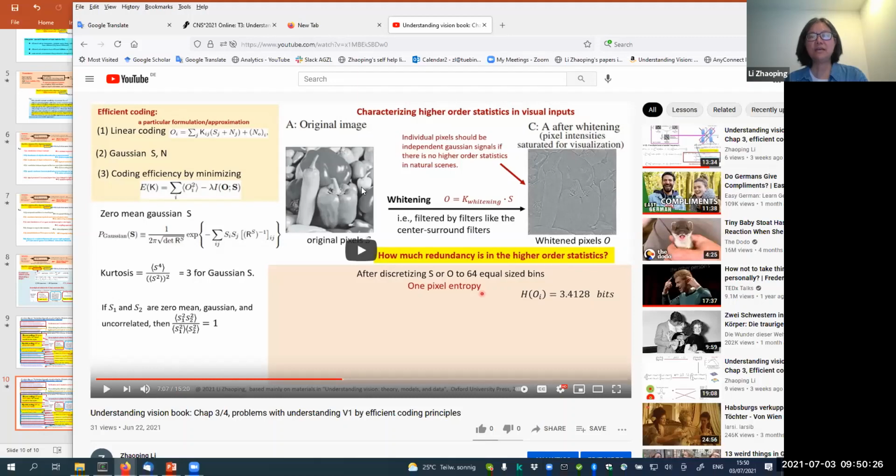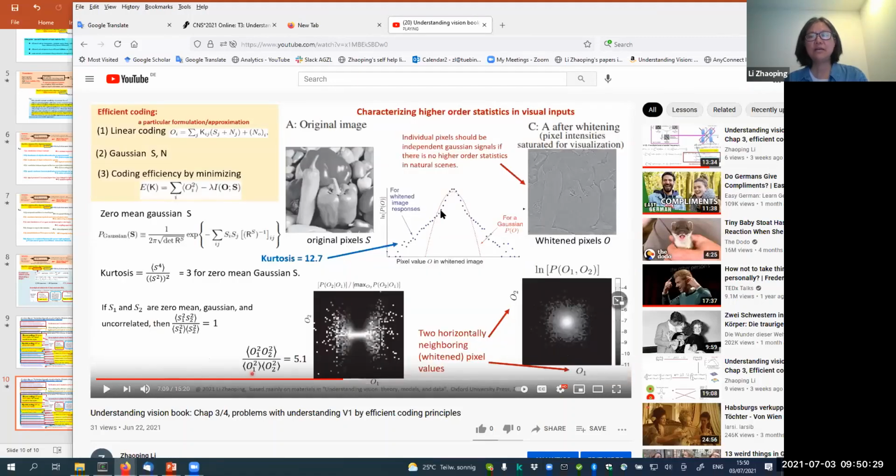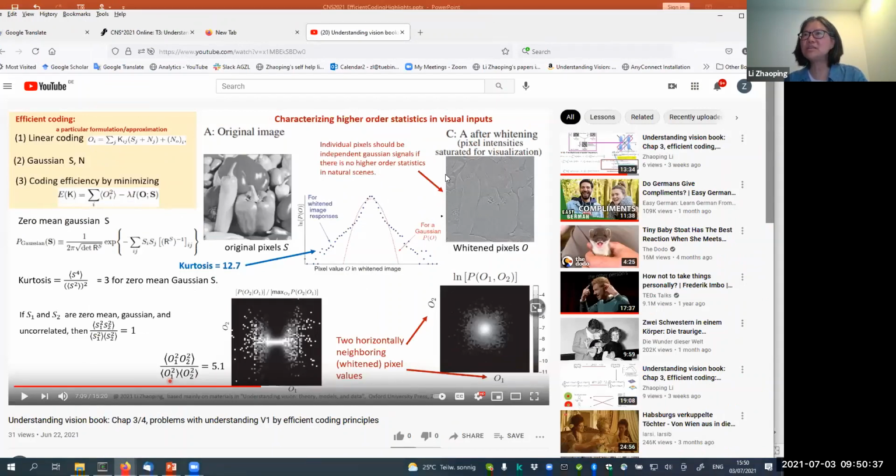Okay, so this is exactly where we quantify. You have a visual image, natural or not natural, and this is after you whiten. After whitening, presumably the lower order statistics are no longer there. It has only third and higher order statistics. So you're right. For each pixel, this is the Gaussian, and that's the non-Gaussian distribution. Kurtosis is very high, 12.7. If it's Gaussian, kurtosis should be only equal to 3. So from this measure, indeed, it's very high.